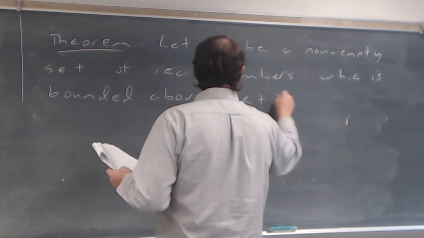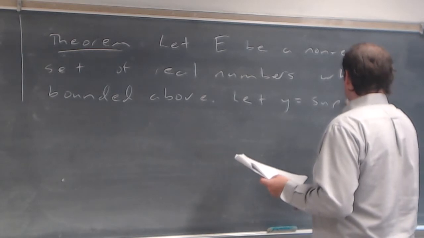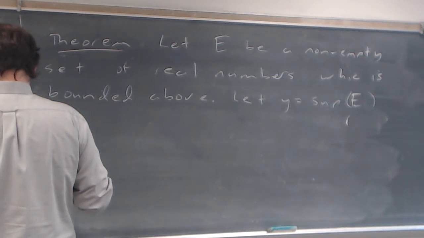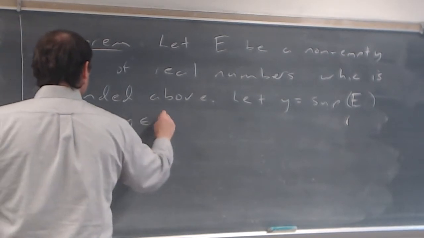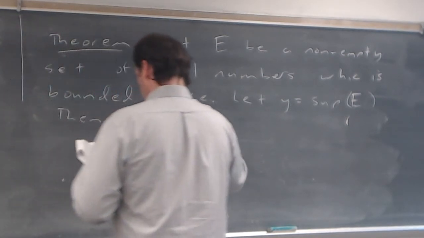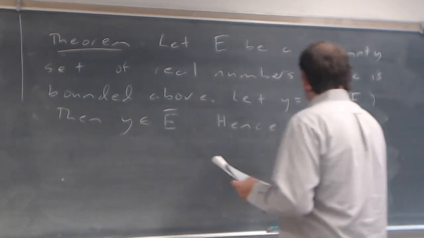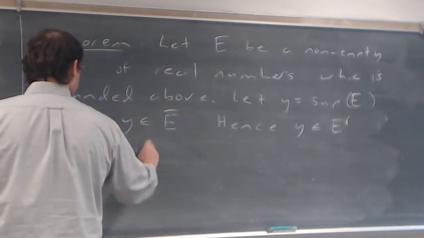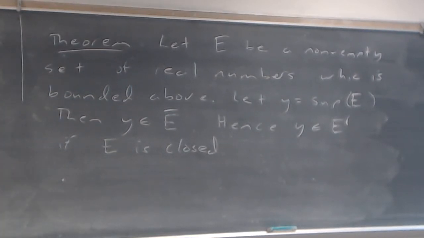Let y equal the supremum of E. Then y is going to be in the closure of E. Hence, y is an element of E if E is closed. And this is a statement about subsets of real numbers. Let's look at its proof.